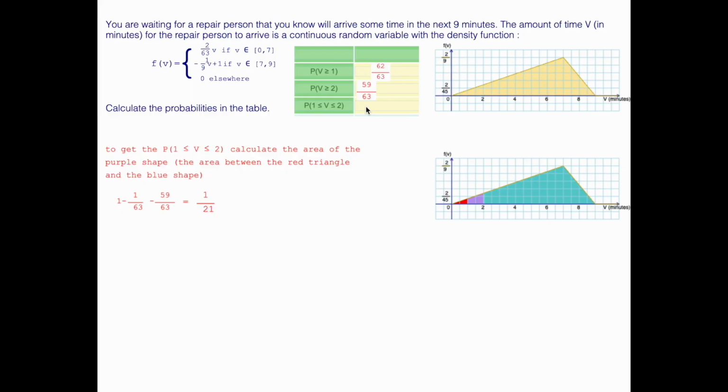All right, and that is the answer. The probability that the repair person is going to come between 1 and 2 minutes is 1 out of 21.